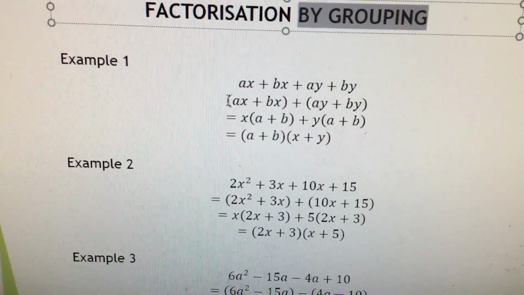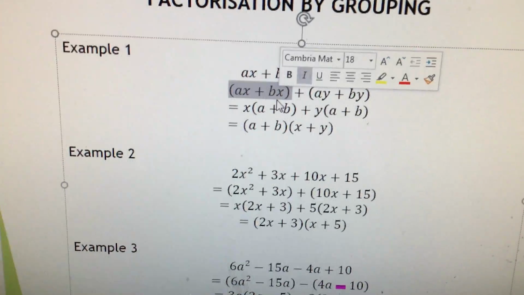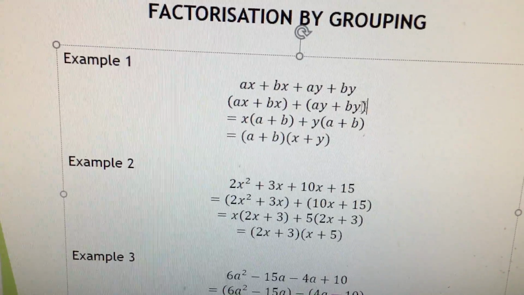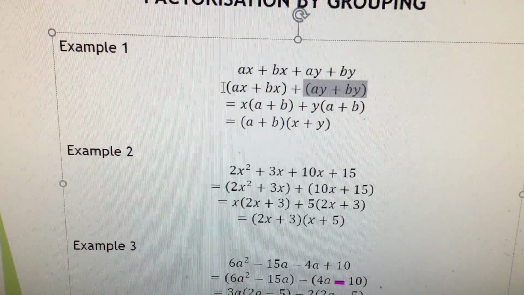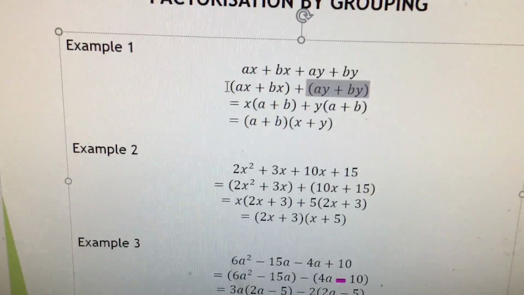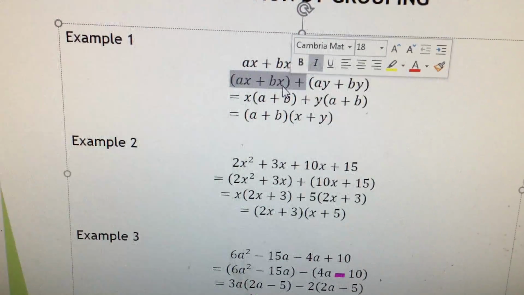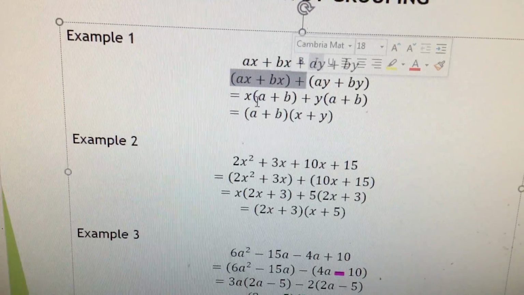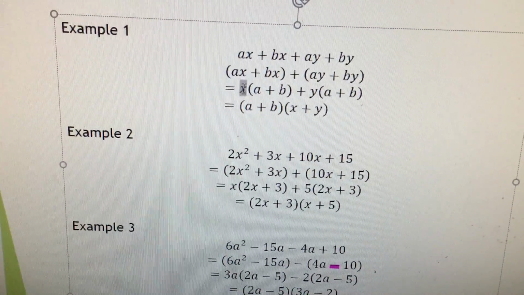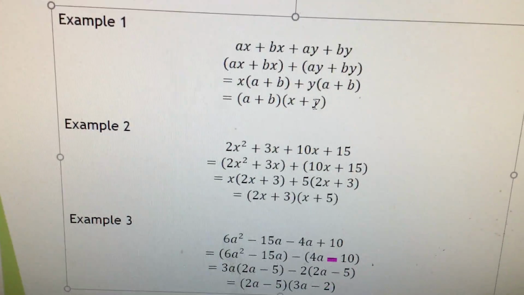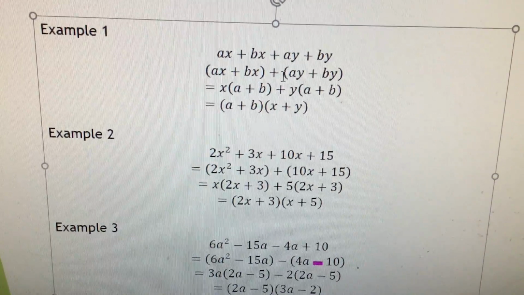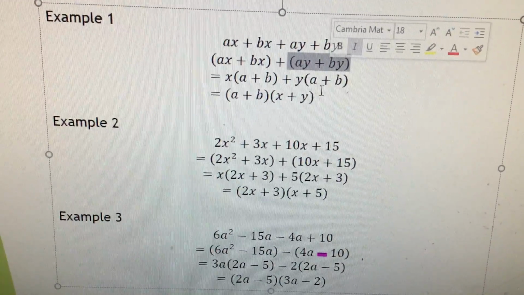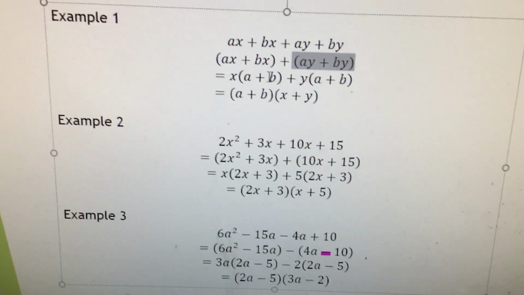So we group 2 by 2, the first two in a bracket, then we put the next two in another bracket. Then we factorize each bracket separately. So if we factorize ax + bx, as we can see, the letter x is a common factor and the leftovers will be a + b. And in the next bracket, ay + by, y is a common factor, the leftovers are a and b.